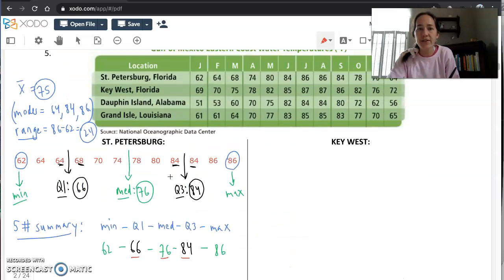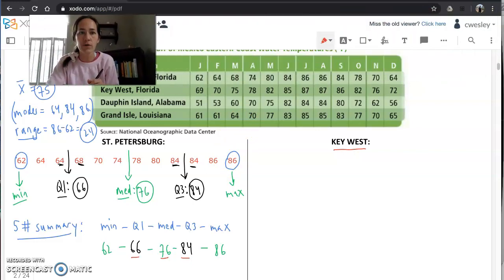And now I'm going to look back up. Here's where I would have your calculator handy. We just calculated a 5-number summary for St. Petersburg by hand, which is good practice. I want to show some calculator shortcuts when we get the statistics for Key West. I think you're going to like this. So pull out your calculator. We're looking at the Key West numbers. Let me move myself over.